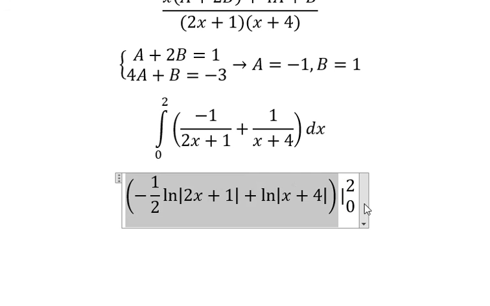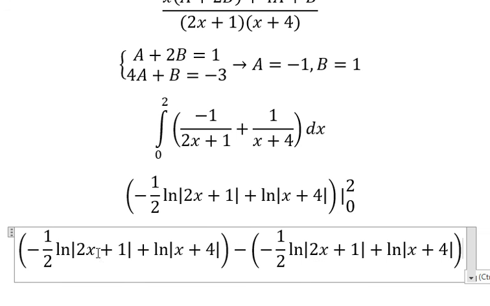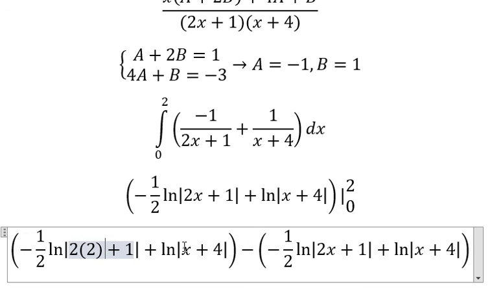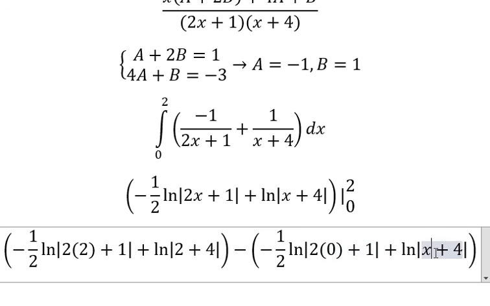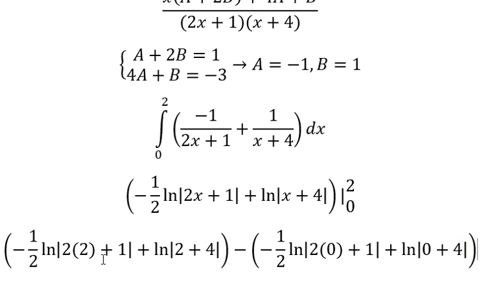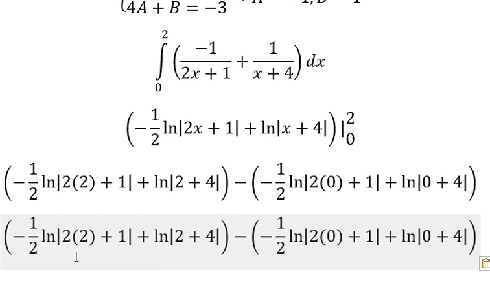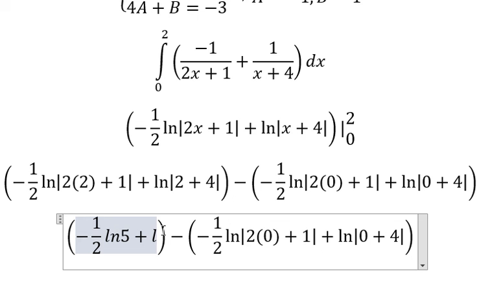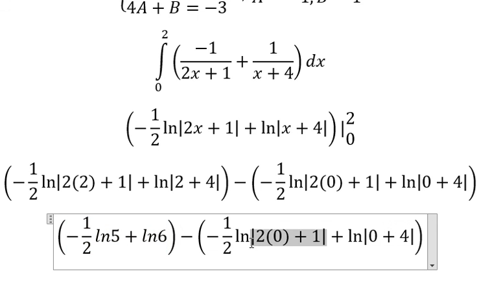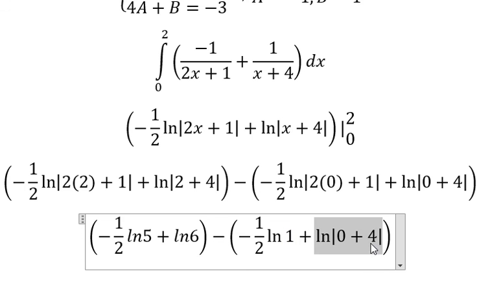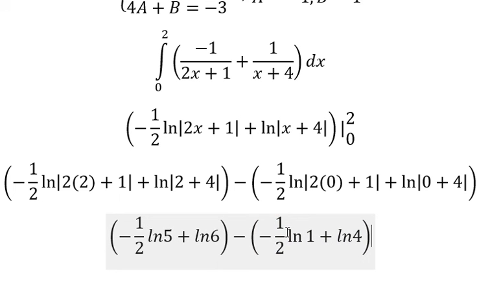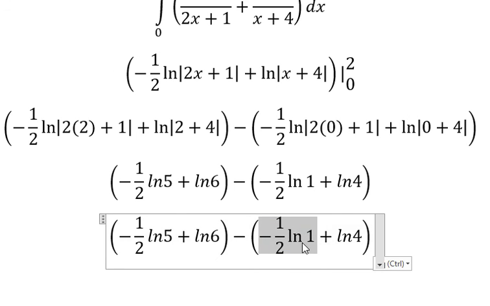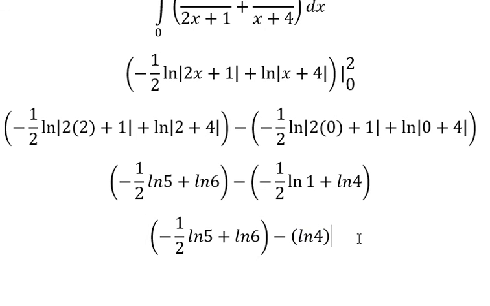So we have the final answer. Now we put number 2 in here, number 2 in here, number 0 in here, and number 0 in here. So this one we have ln number 5, this one we have ln number 6, this one we have ln number 1, this one we have ln number 4. ln number 1 you get 0. So we can write like this.